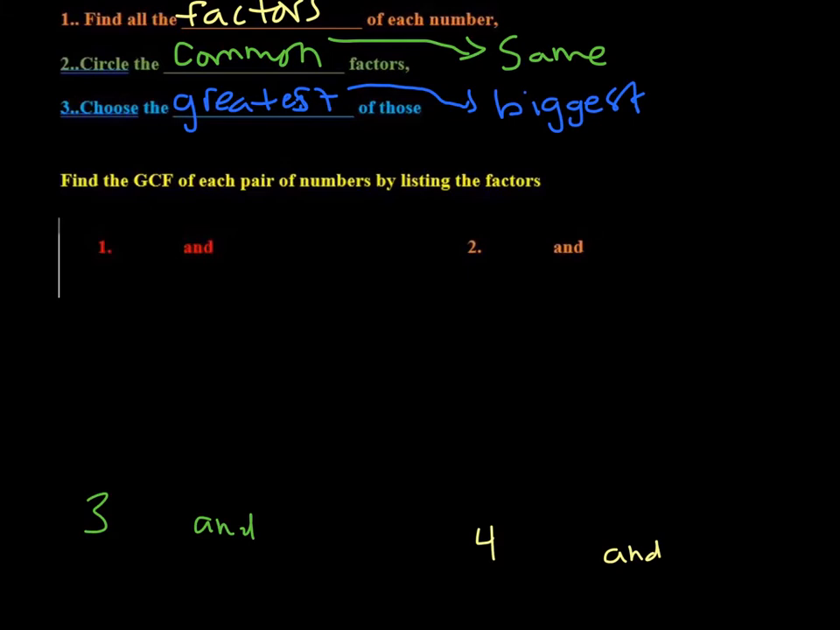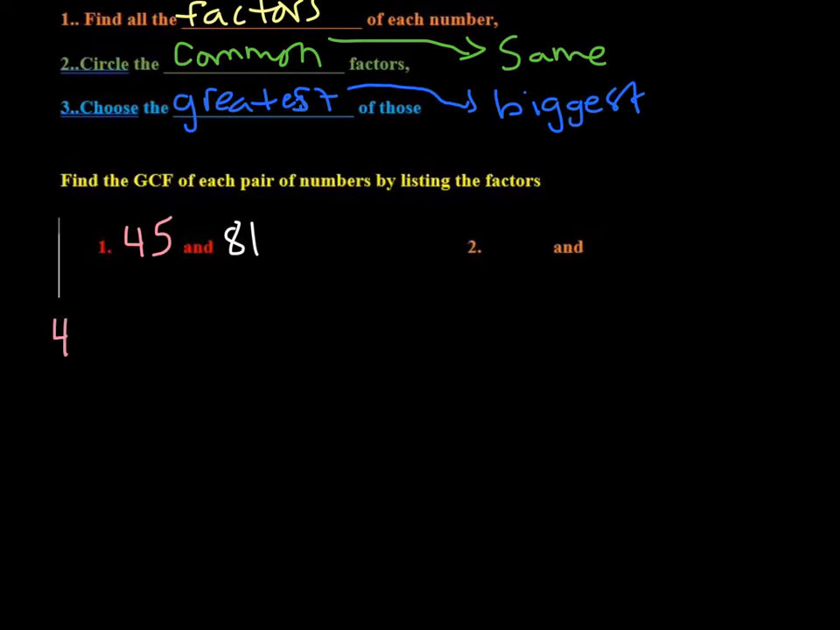Alright, so let's find the greatest common factor of 45 and 81. So there's many ways of doing this, but I'm going to find the factors using the rainbow method. If you haven't seen the rainbow method, listen carefully and see if you understand how to do it.